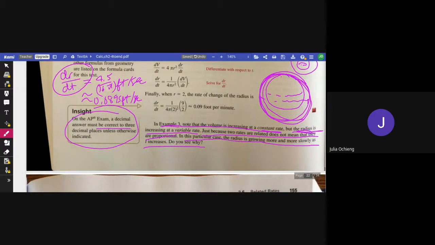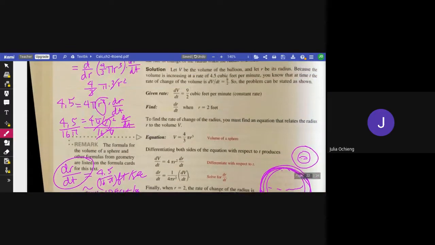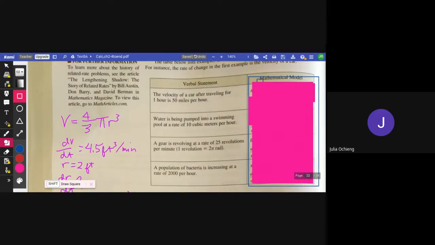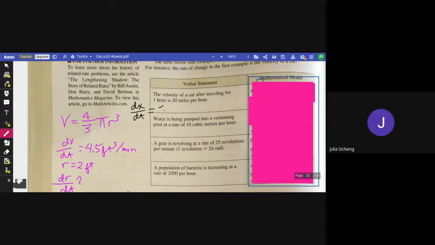So we're going to take a little brief break from word problems and do a little exercise here. Let's take a look at these verbal statements and see if we can identify the information that has been provided. They're telling us that the velocity is 50 miles per hour. So velocity is a rate, which means it's going to be change in distance over change in time, and that's going to be 50.